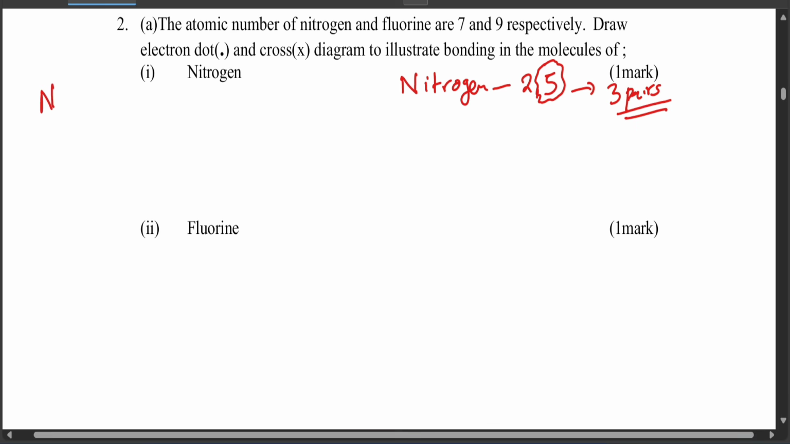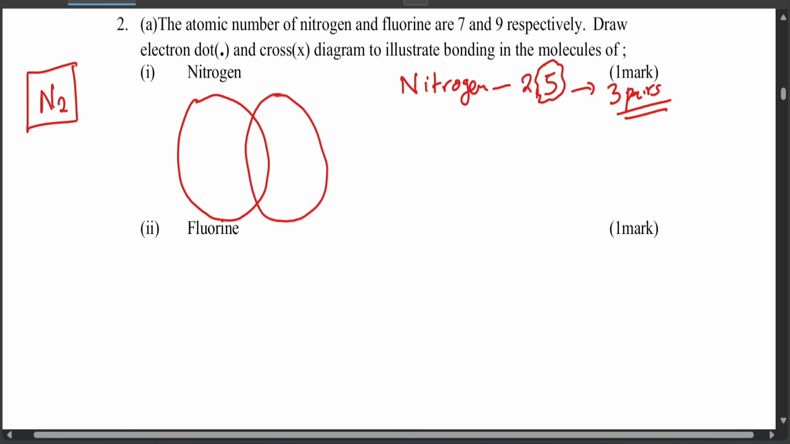So remember, nitrogen is a molecule. So nitrogen is written like this. So let's draw the nitrogen structure, which is this. I will just draw the outermost energy level. So this is nitrogen and this is nitrogen. And we said that it requires 3 pairs of electrons. So now if you subtract 3, you remain with 2 electrons outside.